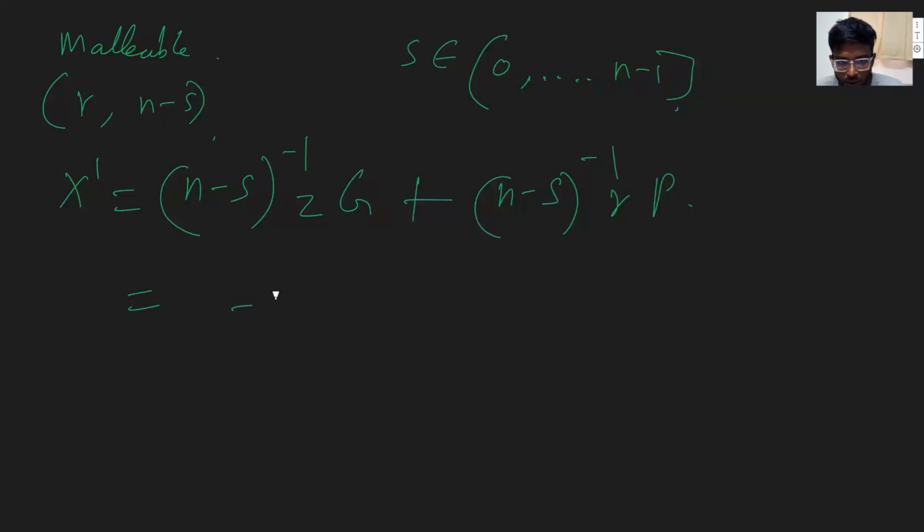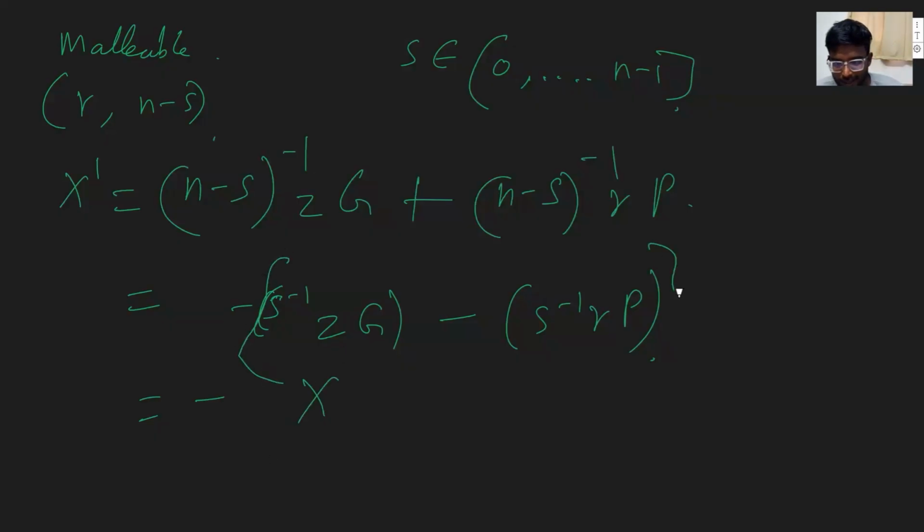So this will be equal to negative s, negative of s inverse zg. Just take the negative sign out, negative of s inverse rp. If we take the negative sign out on both of these quantities, we will get negative of capital X. Just imagine that I'm having a very big bracket outside. So this will be plus, right? The negative distributive law of addition applies here. It applies for elliptic curve addition. Okay. So we are getting the negative of the elliptic curve point X, right?